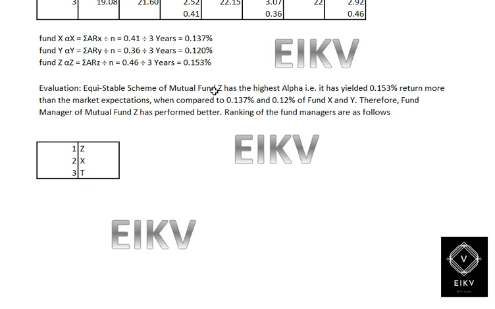So in the evaluation of the equitable scheme, mutual fund Z has higher alpha, that is, it has yielded 0.153 return more than the market expectation, whereas the computed values are 0.137 and 0.12 for fund X and fund Y. Therefore, the fund manager of mutual fund Z has performed better. The ranking of the fund managers is as follows.